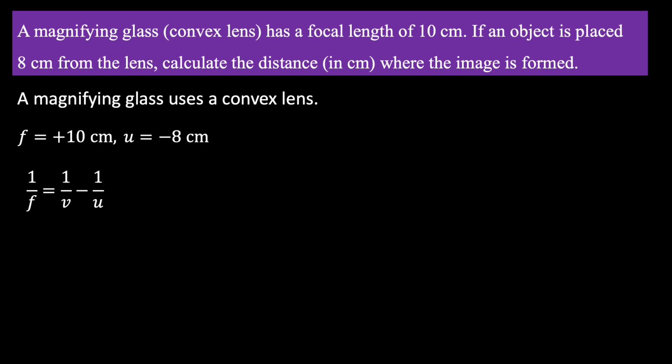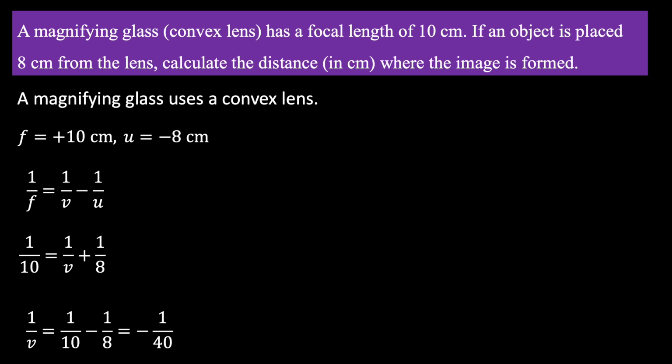This is the lens formula: 1 by F is equal to 1 by V minus 1 by U. Substitute the values and try to solve. You can pause the video and then confirm your answer. Okay, let's substitute the values. 1 by 10 is equal to 1 by V plus 1 by 8, because negative becomes positive. Minus 1 by minus 8 becomes plus 1 by 8.